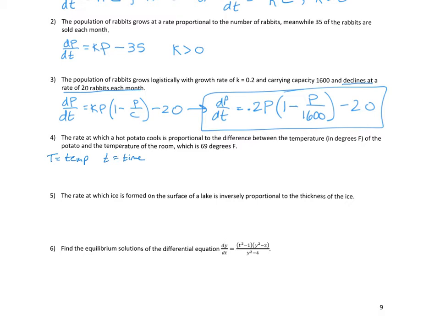So the rate at which a hot potato cools. So the rate at which its temperature is changing would be dT/dt equals proportional to, so there's a constant of proportionality, the difference between the temperature of the potato, so that's capital T, and the temperature of the room, which is 69 degrees. And the potato is cooling, which means its temperature is decreasing, so k is negative.